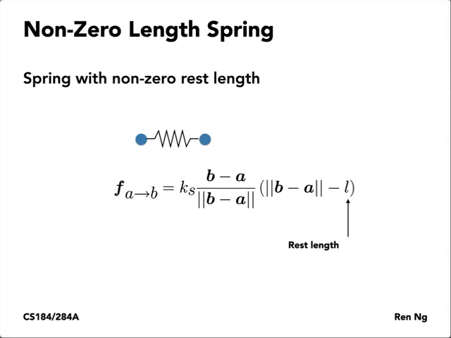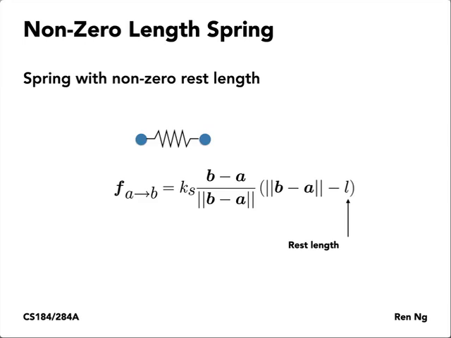The non-zero rest length just means that if no forces are acting on it and it is not in motion, then the spring wants to have a certain length, and that length is given by this parameter little l here, for length.